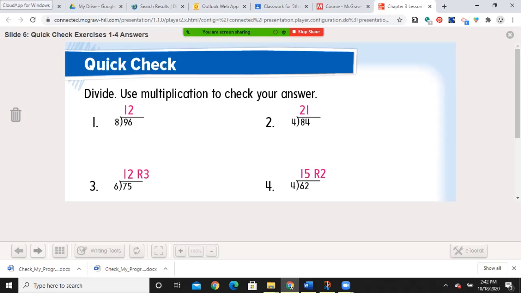Welcome back, and you see the answers have made their way during the break. 8 goes into 96 12 times, 4 into 84 21 times, 6 goes into 75, 12 remainder 3. That's hilarious to me because I did that problem in my head out loud in the last lesson, which was recorded not all that long ago, in all honesty. And then 4 goes into 62, 15, remainder 2.